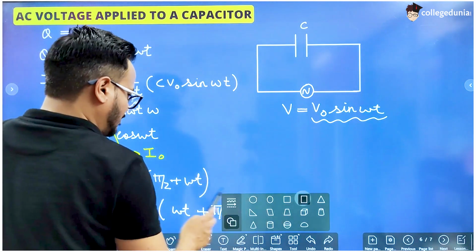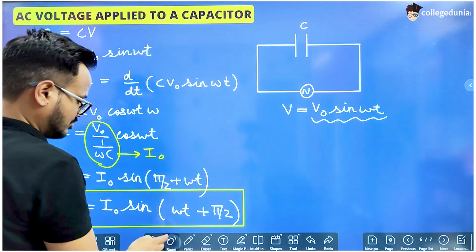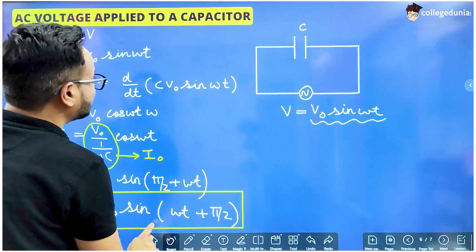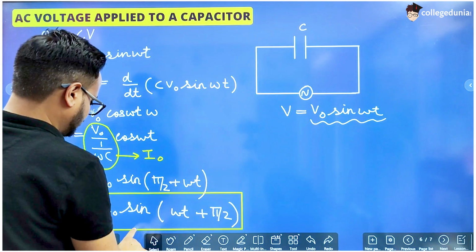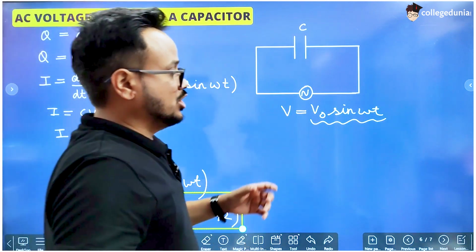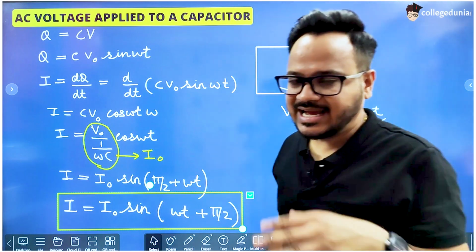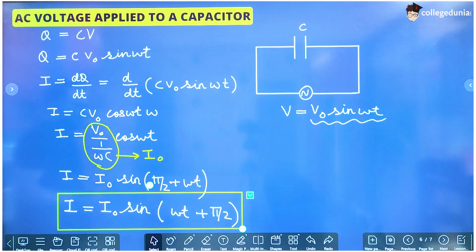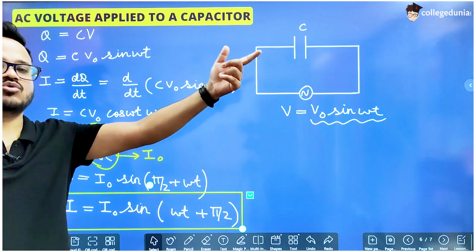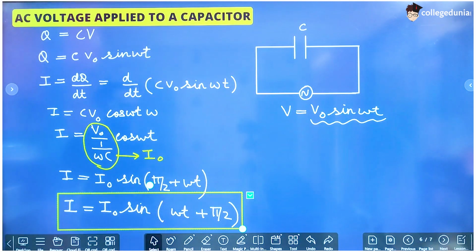And now we can clearly compare the phase difference between V and I. It is very clear from these two equations that the phase difference between V and I in this case is pi by 2, and current leads the voltage by pi by 2, because in this case we have plus pi by 2. In the inductor it was minus pi by 2, so current was lagging behind the voltage. But in this case current is leading the voltage, right?